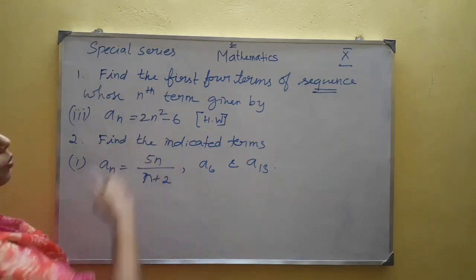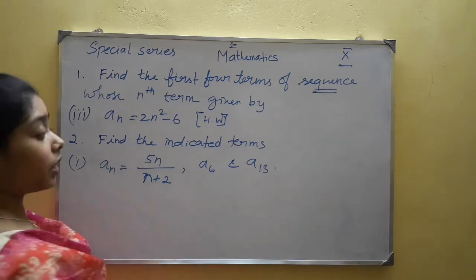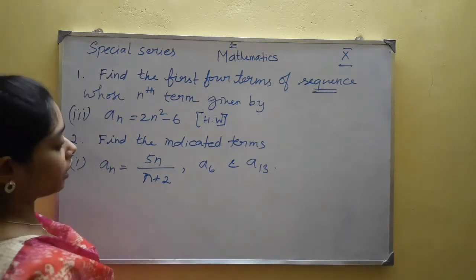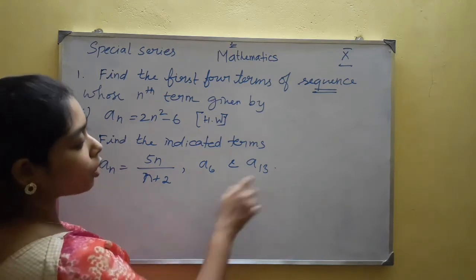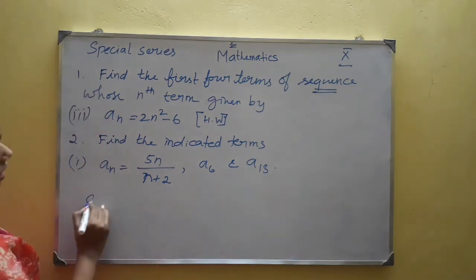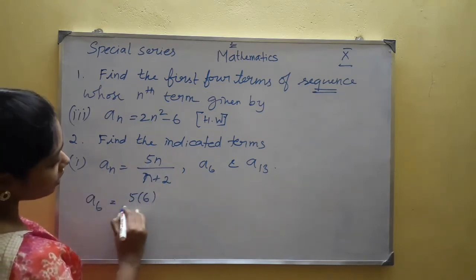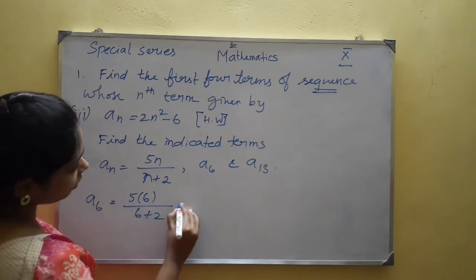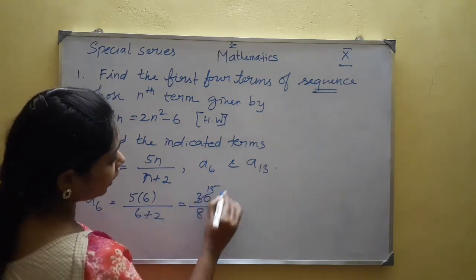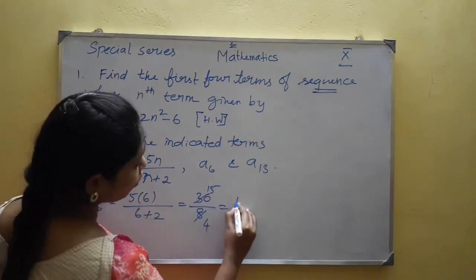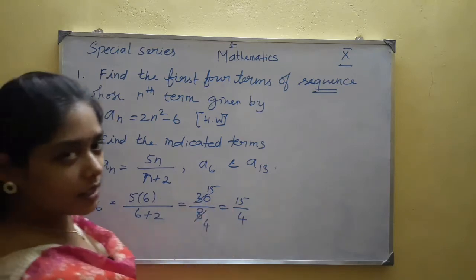So in the previous problem they asked you to find the first 4 terms. Here there is no need to find the first 4 terms. They particularly mention what term you want to find. So a6 means you want to find the 6th term, right? A13 means you want to find the 13th term. A6 means your n value is 6 here. So 5 into 6, here 6 plus 2. 5 6s are 30, 6 plus 2 is 8. In the 2 table this is 15 times and this is 4 times. So your 6th term is 15 by 4. No need to write the answer in a decimal way.